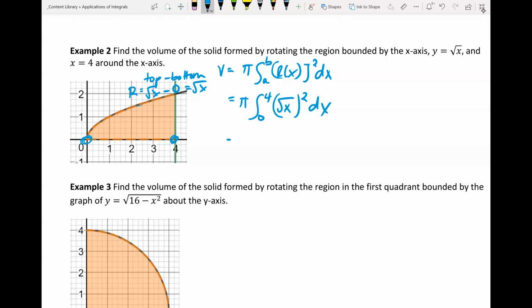This one we can just do by hand instead of using our calculator for that. So this is the integral from 0 to 4 of x dx, and then we can integrate that, which is x squared times pi over 2, evaluating from 0 to 4. So that's pi over 2 times 4 squared, which is 8 pi. That is our final answer.